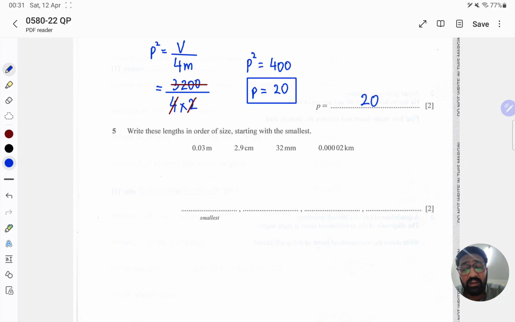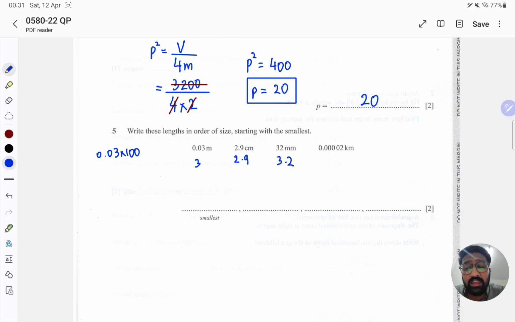But in a difficult question, it is advisable that you change it into the smallest unit. If I convert it into centimeters, because the middle kind of unit over here seems to me to be centimeters, this centimeter will stay as centimeter. I will convert meters into centimeters. 0.03 will multiply with 100 and it will give me 3. I will convert 32 millimeters into centimeters. I'll divide it by 10, which is going to give me 3.2.